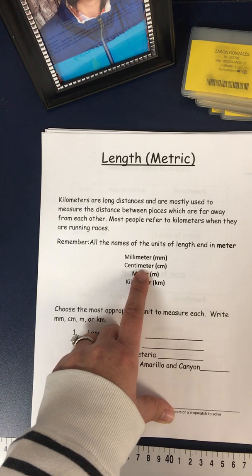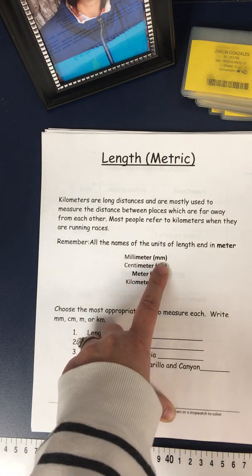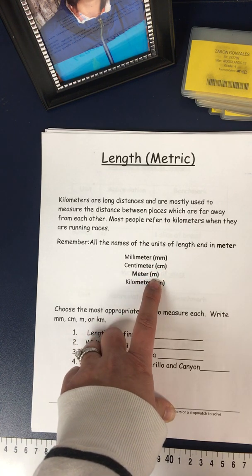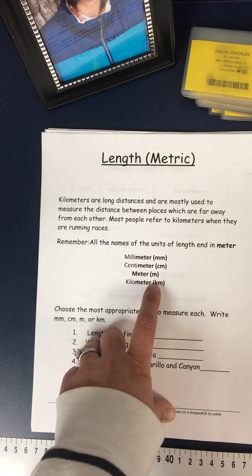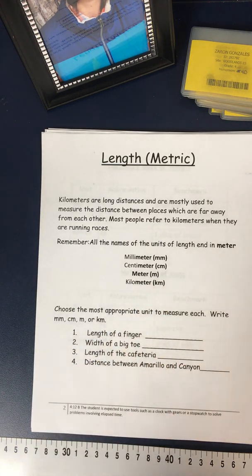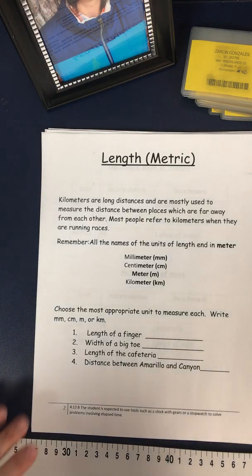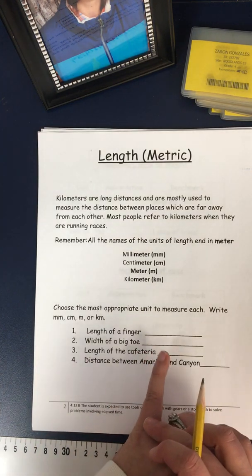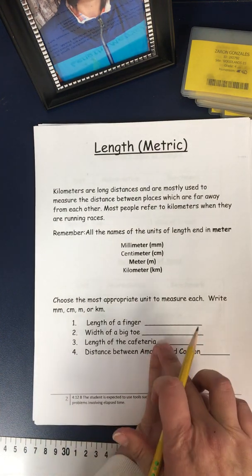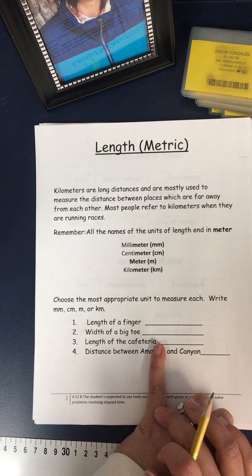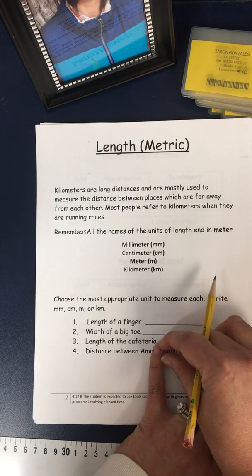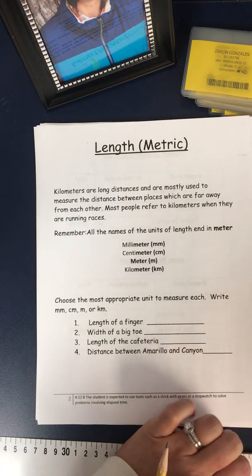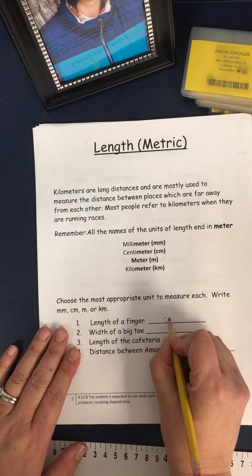Okay? So in the metric system, here are the common lengths and here are their abbreviations, and they all end in meters. So a millimeter is mm, centimeter is cm, but a meter, the standard unit, is m, and then kilometer. Choose the appropriate unit of measurement for each. Write millimeter, centimeter, meter, or kilometer. So if I wanted to measure the length of my finger, how long it is, millimeters would be a little bit too small because those are too tiny. A centimeter would be good, but would a meter be too big? Probably. So I would say centimeters.